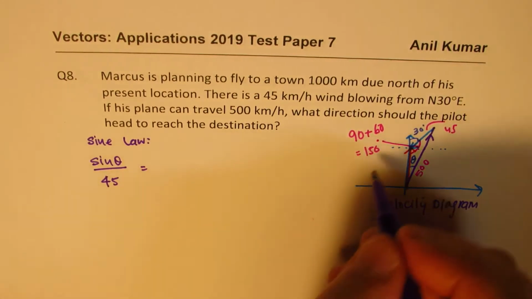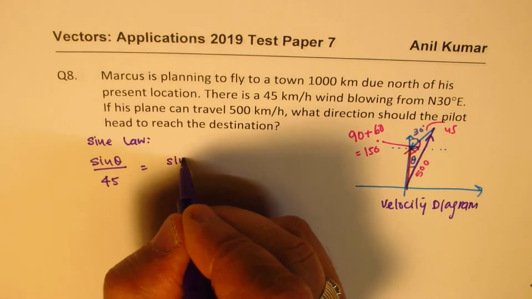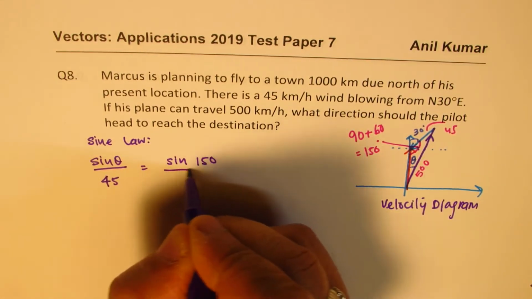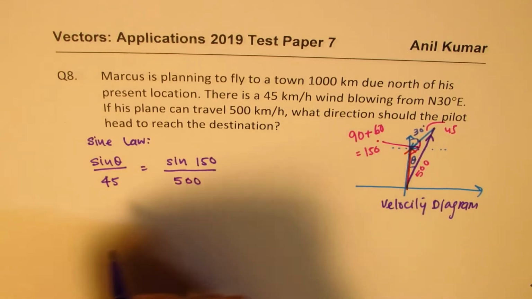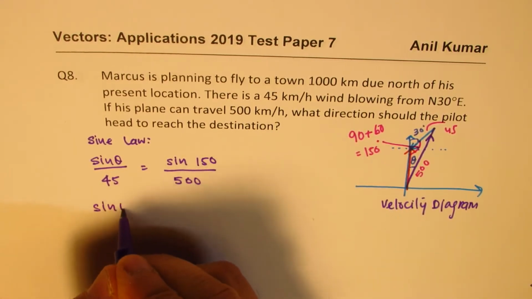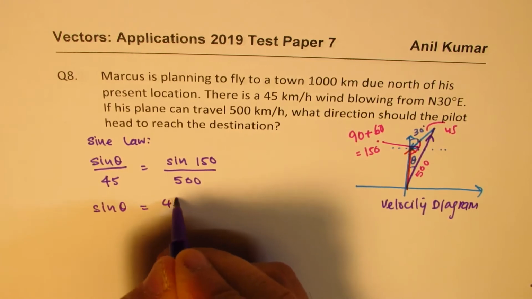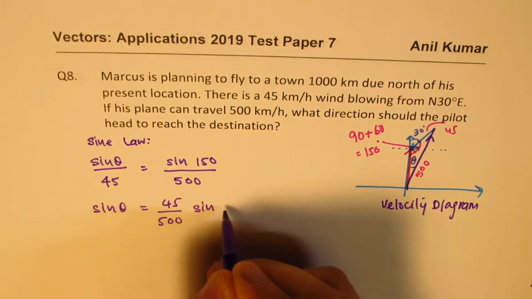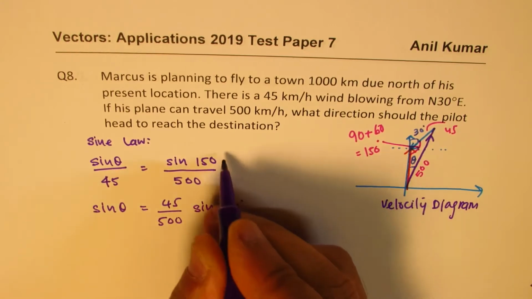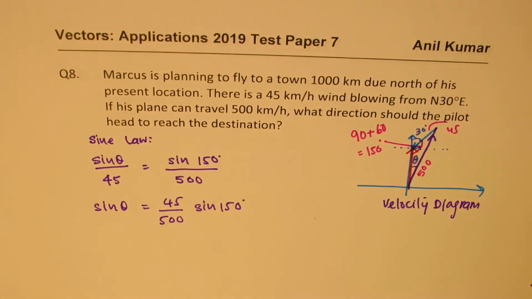Is equal to sine of 150 over 500. Clear? That's simple. So we get sine theta equals 45 over 500 times sine of 150 degrees. Clear? So let's use the calculator to find this answer.